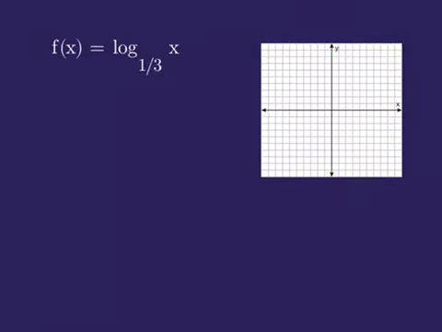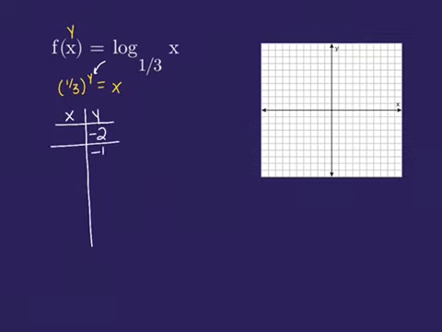Here's a second example of graphing a log function. So again, I want to think about this as y. So I'm going to rewrite this as 1/3 to the y is equal to x. And just like we did in the last one, because y is the exponent, I'm going to choose y values again. And I'm going to choose -2, -1, 0, 1, and 2. And I'm going to go ahead and plug those in.